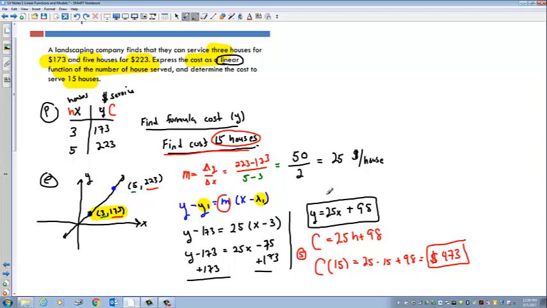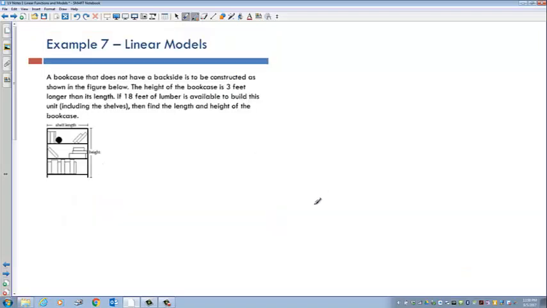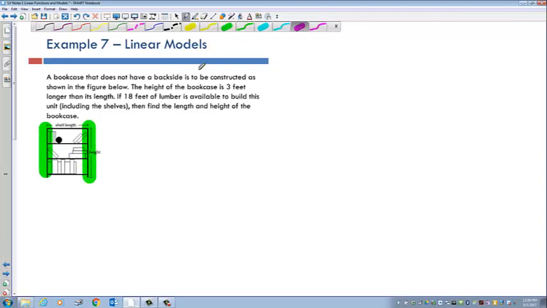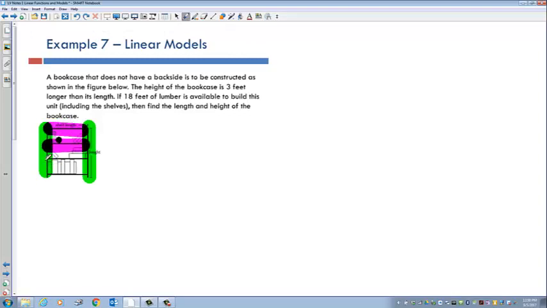So let's go to the next problem, because these are sort of my favorite problems. They're more geometric problems. And so here you have a bookcase that does not have a backside, and is to be constructed as shown below. So you have basically two vertical sides here, and then you have horizontal sides here. 1, 2, oh, not 3, but actually 4, right? So 4 horizontal sides right there.